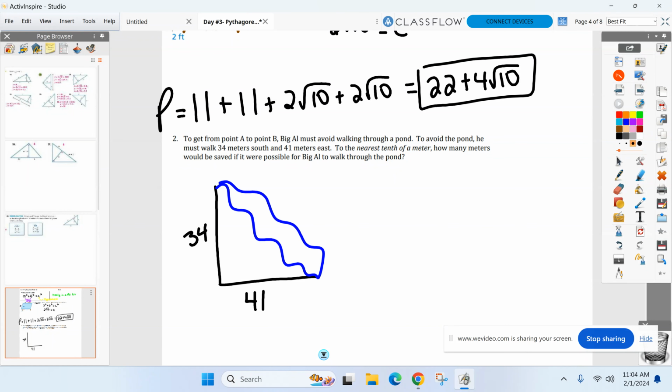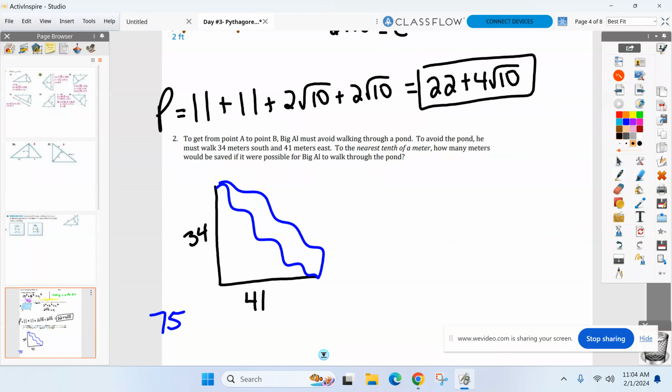75, right? 34 and 41. So he's already walked 75 meters. But I want to know how many he would have saved if he walked through the water. So everyone okay on the question? All right, because we are going to find the length of the pond, but that's not my final answer. We're going to see how much you would have saved by walking through the pond.